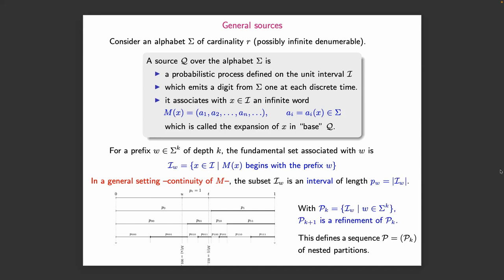Okay, so I represent here the subsets Iw, depending on the depth of the interval. Depth means the length of the prefix related to the interval. So at depth zero, nothing, it's the total interval. And after this, for instance, the interval for which the expansion begins with zero, the one for which it begins with one, and so on. Of course, when I consider the partition formed with all the intervals of the same depth, this is a partition, and this is a nested partition, because of course, Pk+1 is a refinement of Pk.